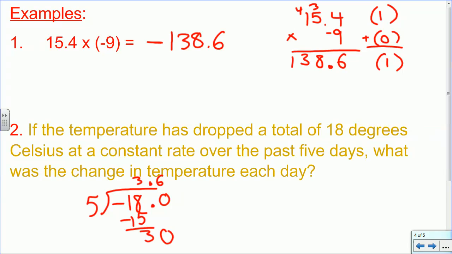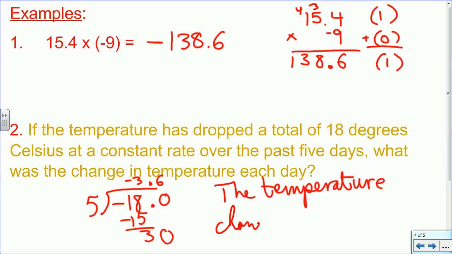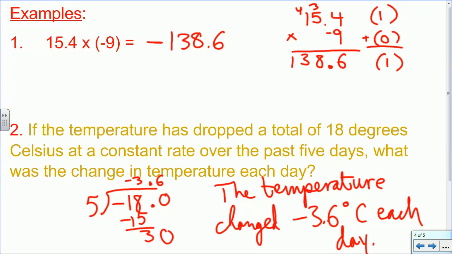Now, we know that we're dividing negative 18 by positive 5 days. For a negative divided by a positive, the signs are different, so we have a negative answer. That's how I remember it. The temperature, we won't say dropped, we'll say changed, changed negative 3.6 degrees Celsius each day. Please make sure that's in red.